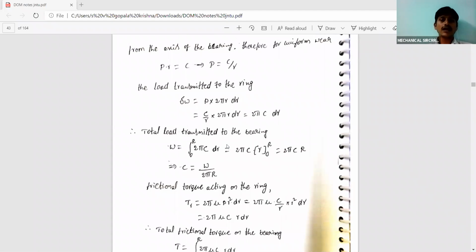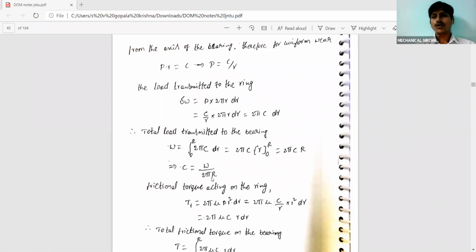Now that we have the load transmitted on the ring, for the total load on the bearing, we integrate the above equation with the limits of 0 to r. Then simply we get the value 2 pi C r. From that C is also calculated: C equals W by 2 pi r. That is the total load acting on the bearing.